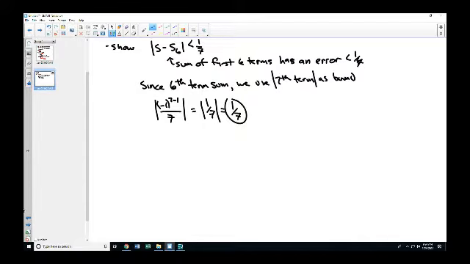Good with that? Can you do an error bound with non-alternating series? You can, but it's more complicated. Why? Because an alternating series adds positives and negatives.